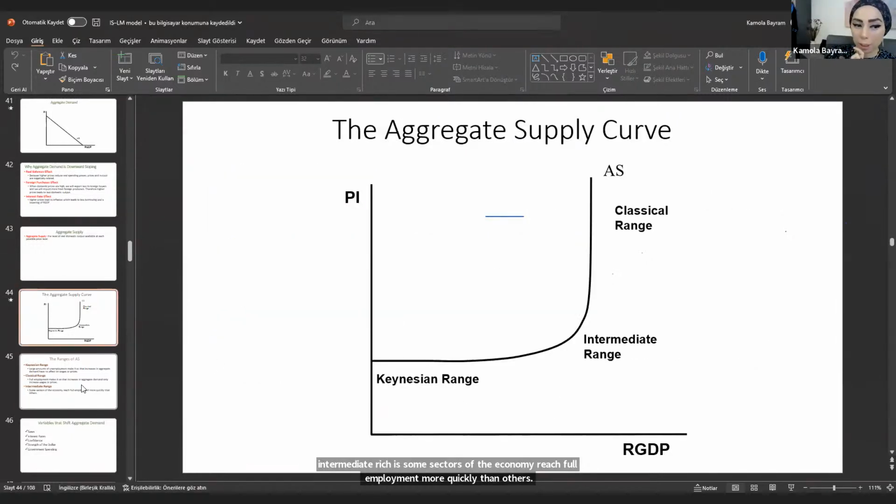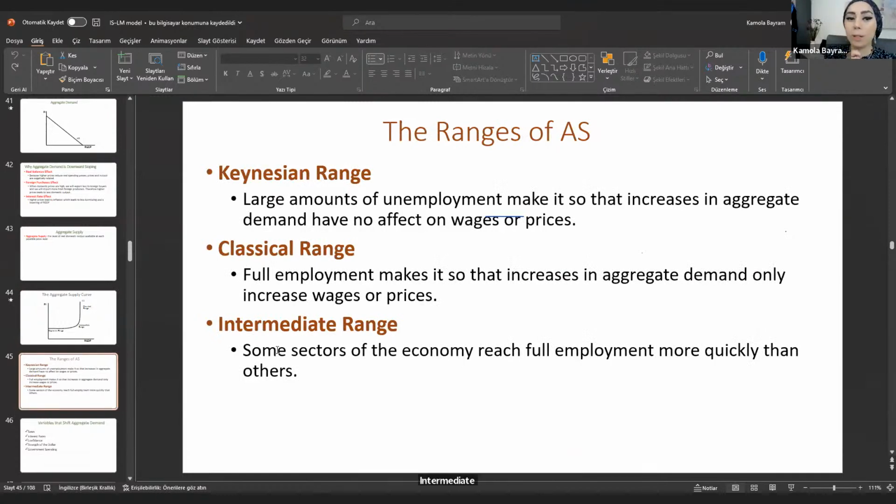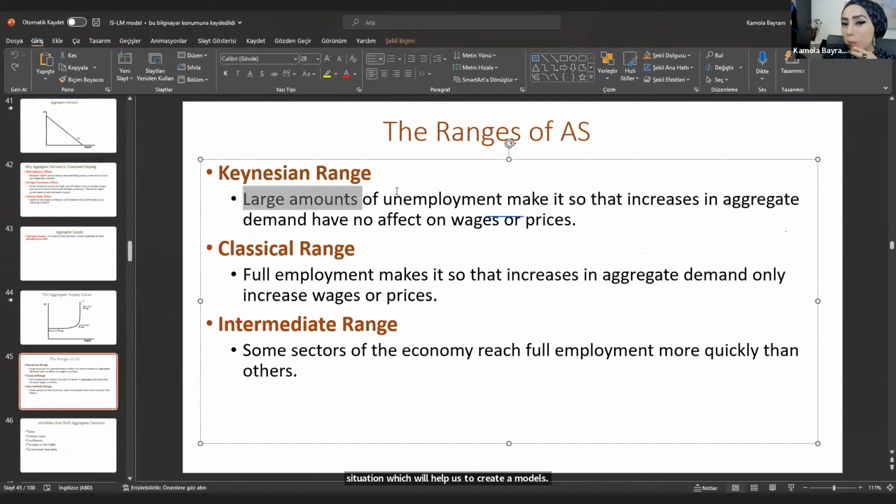First of all, when we make any type of assumption in economics, we always look at unrealistic things which will help us to understand the situation and help us to create models. A large amount of unemployment is possible, though not always. Full employment, the classical range, is something which is never possible. You will never have an economy with full employment.